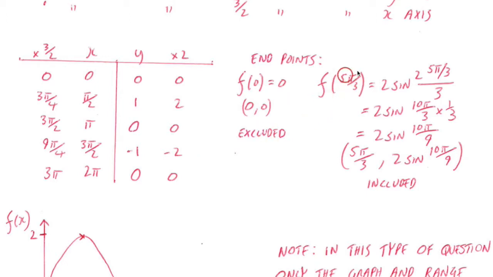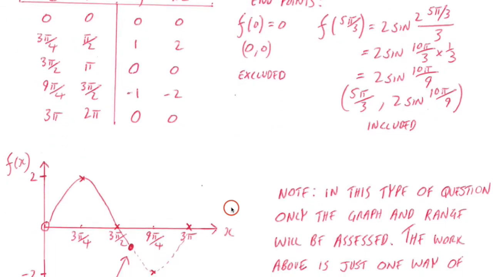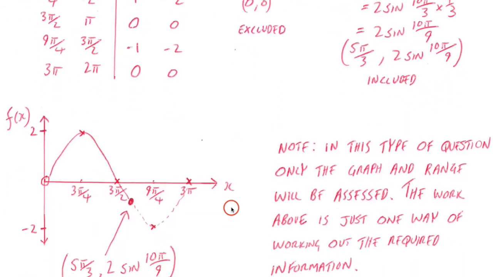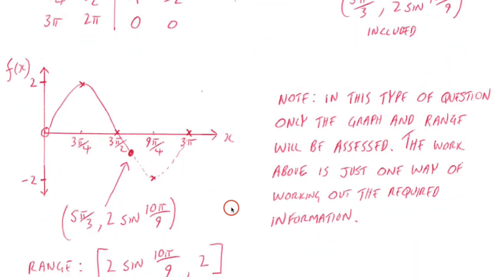The included point is 5 pi on 3, so I substitute 5 pi on 3 into the rule, and I get 2 sine 10 pi on 9, and that point is included. So getting back towards my graph, I've drawn it with the endpoints.